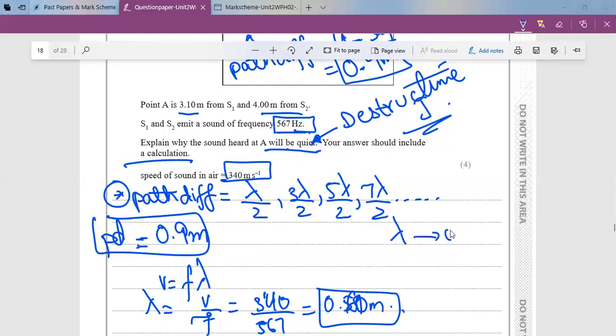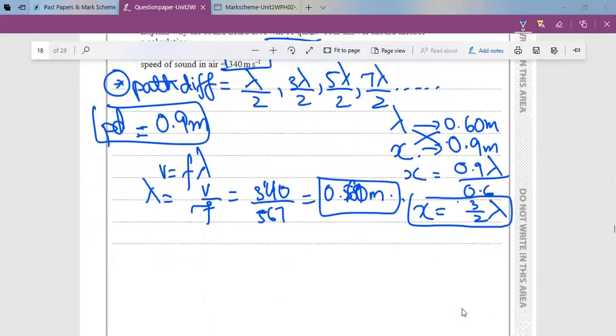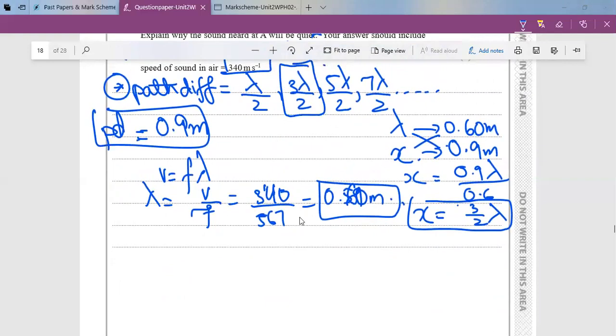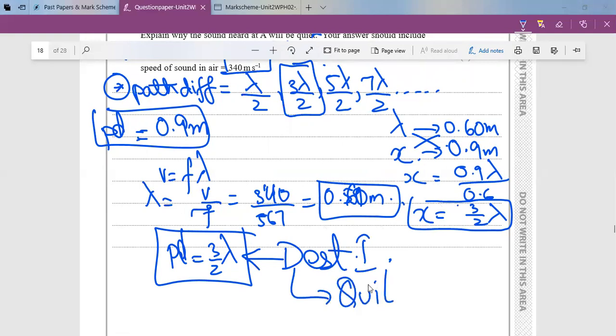So if one lambda is 0.60 meters, what's 0.9 meters? How many lambdas? Let's calculate that. Use the unitary method. X is equal to 0.9 multiplied by lambda divided by 0.6. What's the answer? Is it 3 upon 2 lambda? Yes, it is 3 upon 2 lambda. And is 3 upon 2 lambda in this series? Yes. So since the path difference equals 3 upon 2 lambda, the destructive interference has occurred, and so the sound is quiet. Clear?